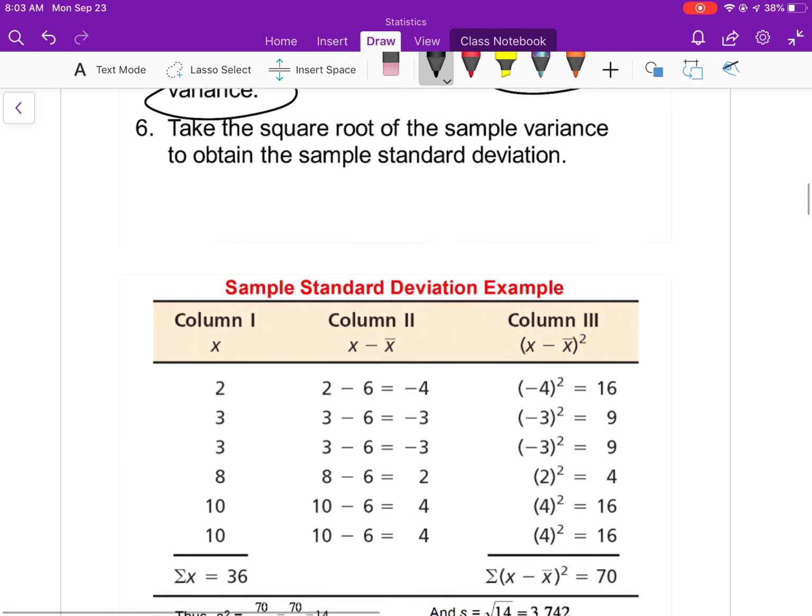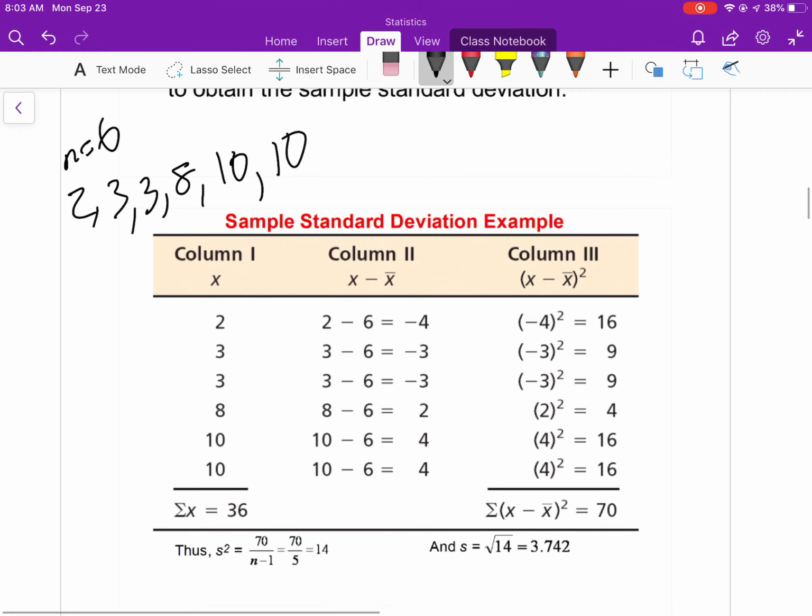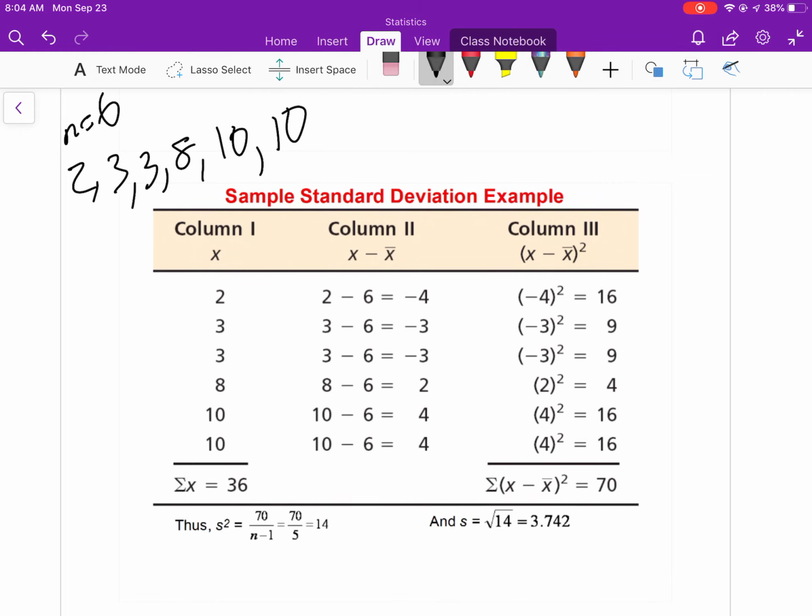So here's my example. My set of data would look like this: 2, 3, 3, 8, 10, and 10. There are 6 numbers. If I add up those numbers, I get 36. So the sample mean is the sum of the x's, 36, divided by how many I got. You'll notice in my second column, I have each of the original data, 2, 3, 3, 8, 10, and 10, and I'm subtracting 6 from all those. Now, it's okay that I get a -4, -3, and -3. That's going to happen. No worries, because I'm going to square that number.